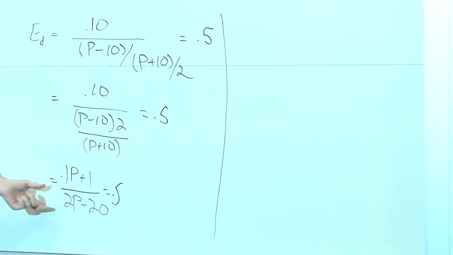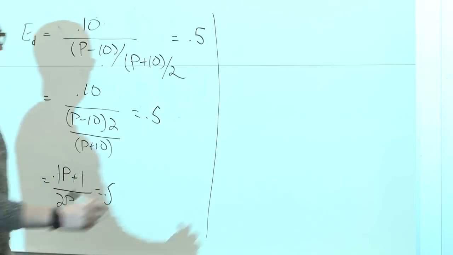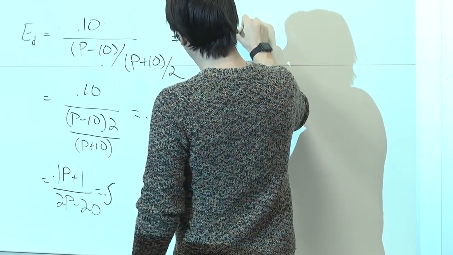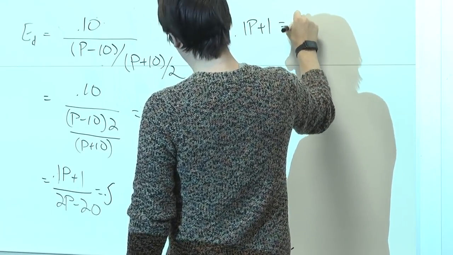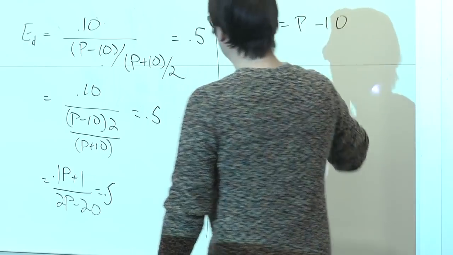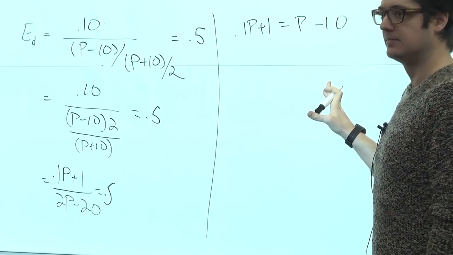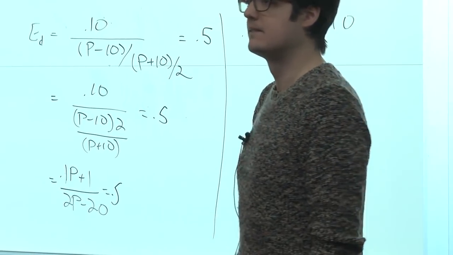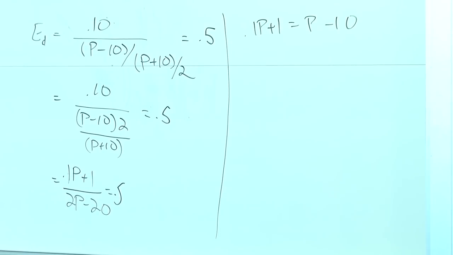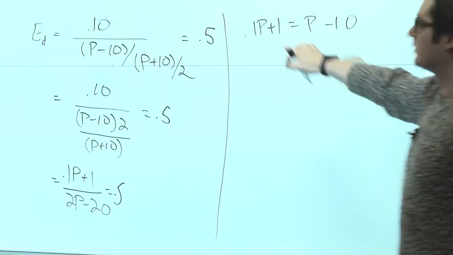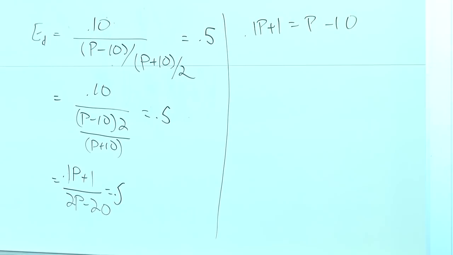Okay, so now I'm going to multiply both sides by 2p minus 20. So I get 0.1p plus 1 equals p minus 10. Everyone with me so far? Yeah. So it's the same scenario. So we're assuming it's 0.5.